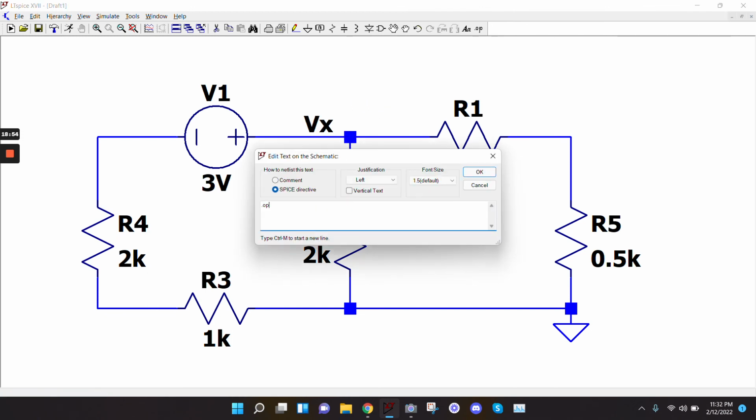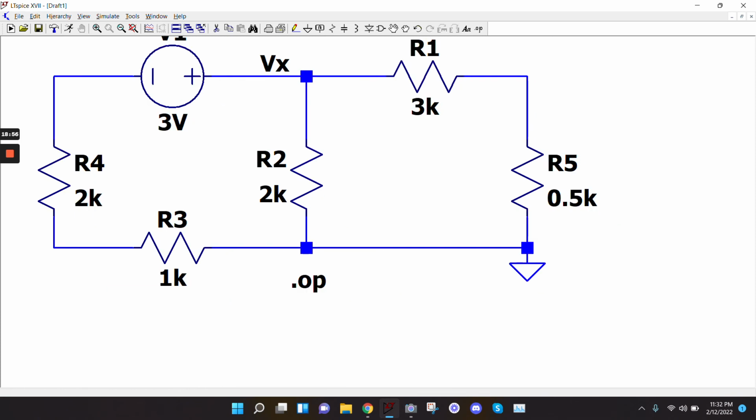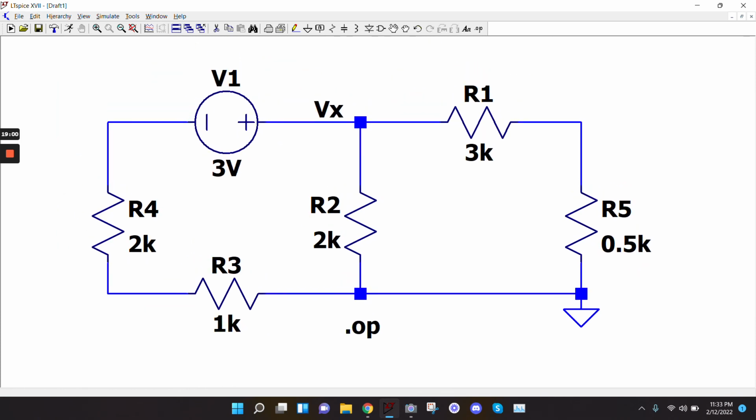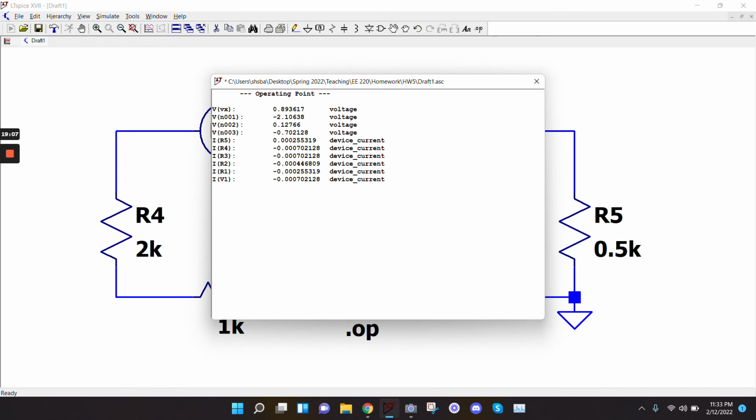Alright, we've got it set up. I'm expecting Vx to be 0.894 volts or something close to that, so let's hope that that's the case and run it. Beautiful. 0.8936, that's exactly what my calculator had. So there you go. So that's a good mesh example.